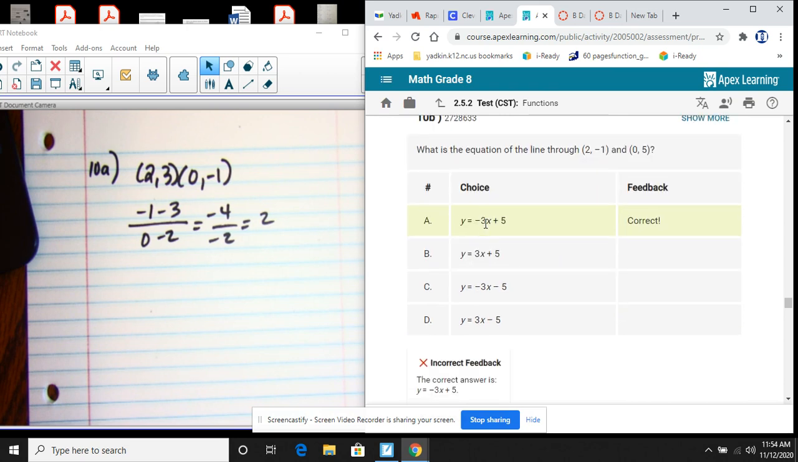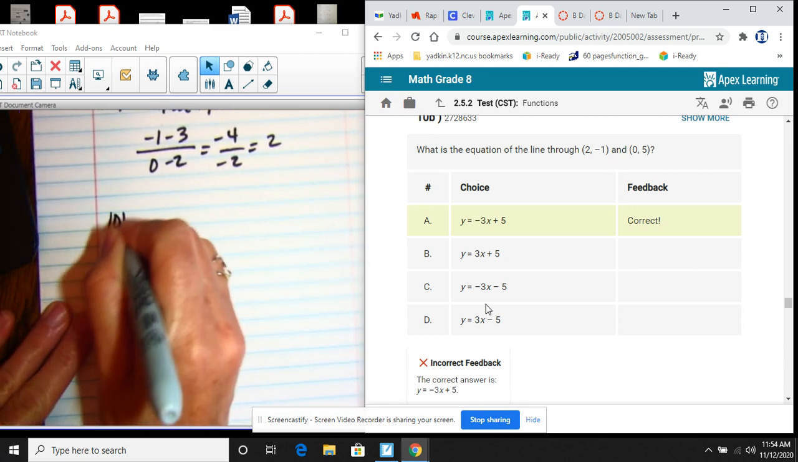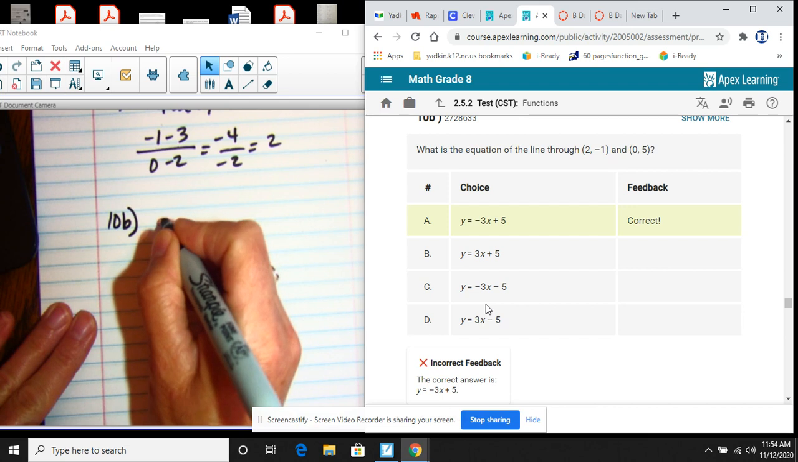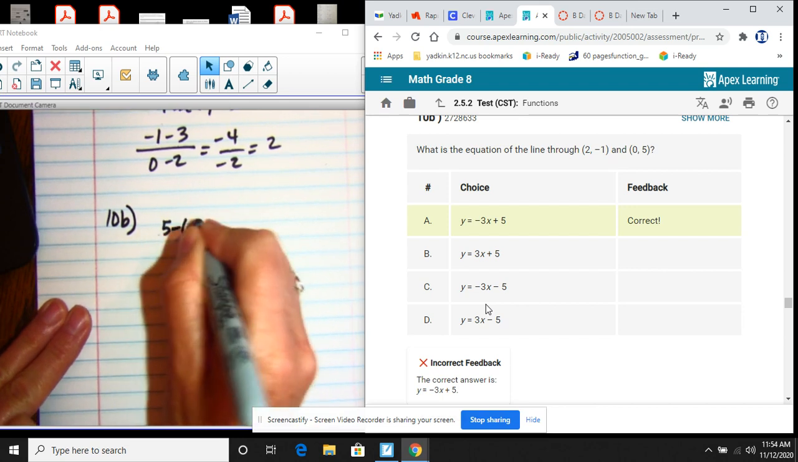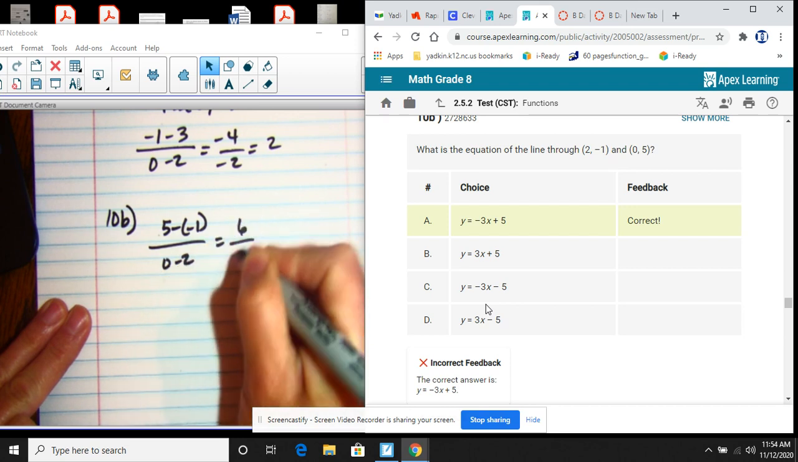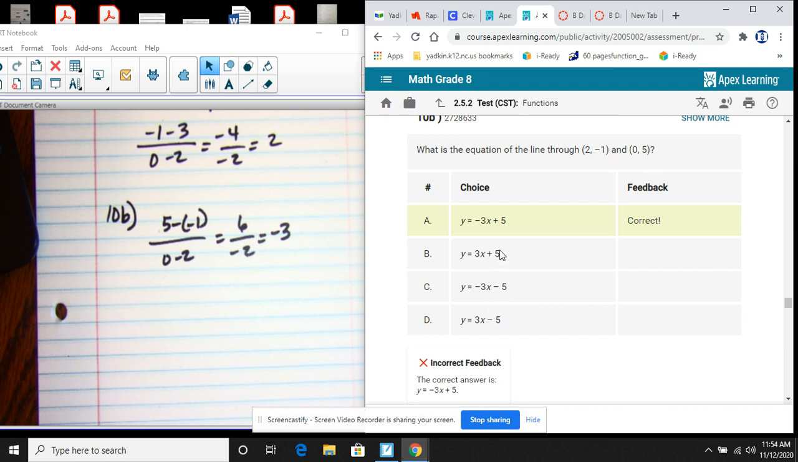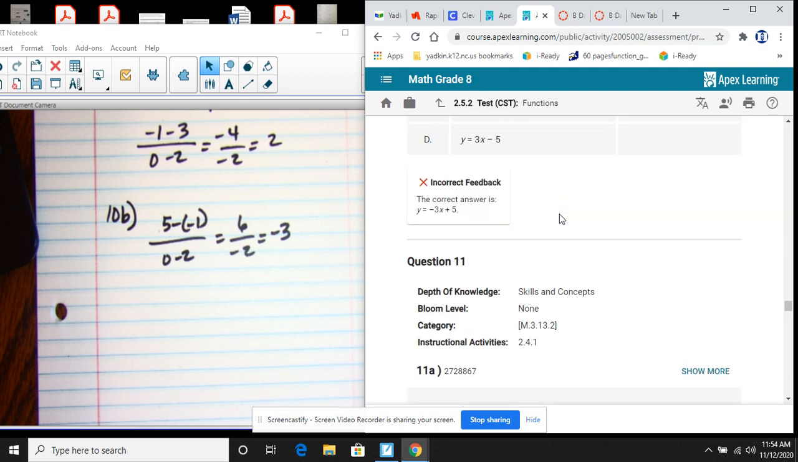10b, so it looks like from looking at the answers, the slope is either 3 or -3. So let's find out what this one is. I'm going to plug those 2 points into the slope formula. 5 minus a -1 over 0 minus 2 is going to give us 6 over -2, which is -3. So at that point, we could eliminate B and D and look at the y-intercept now. Is the y-intercept a +5 or is it a -5? Here it is. It's a +5. That's why A is your answer.